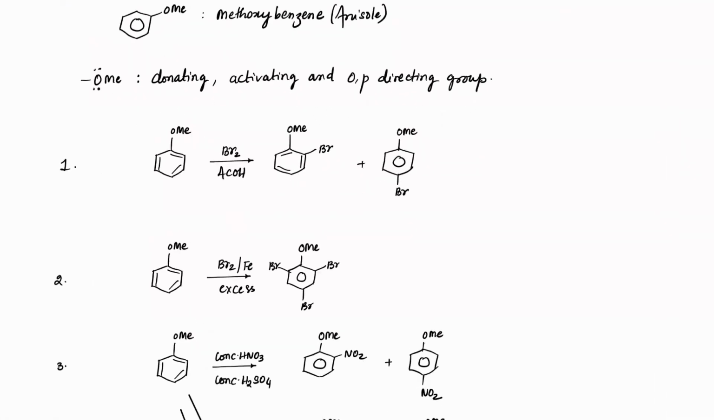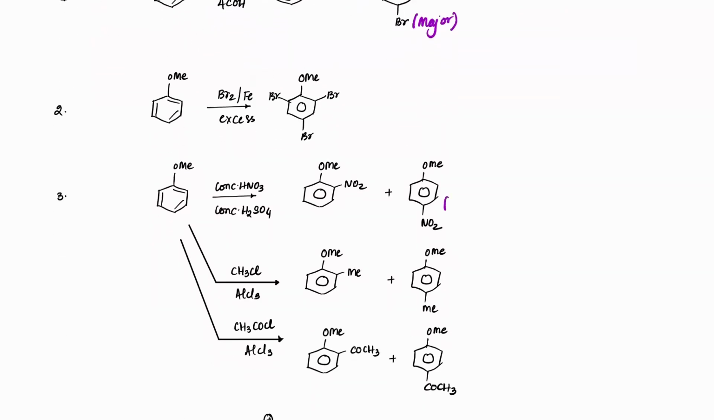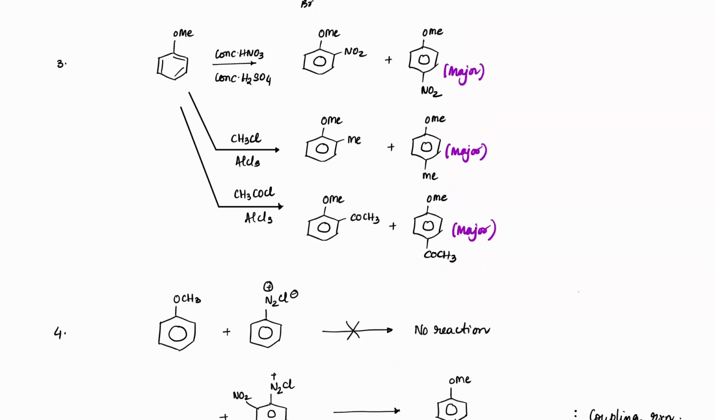Check it out. Anisole is a strongly electron donating group, highly activating and ortho-para directing. So every time it undergoes EAS, it will always offer para as the major product. If you have excess, 2,4,6 will happen. Concentrated H2SO4, again para as major product, ortho as minor product. Friedel-Crafts alkylation, para as major, ortho as minor. And acylation also the same case here.